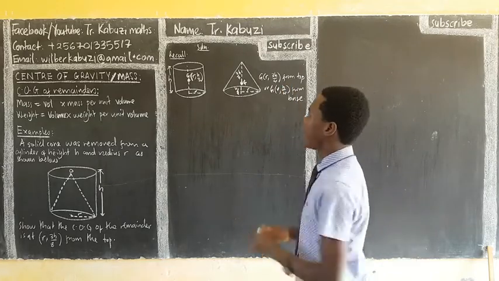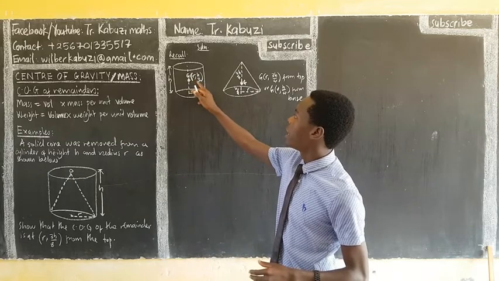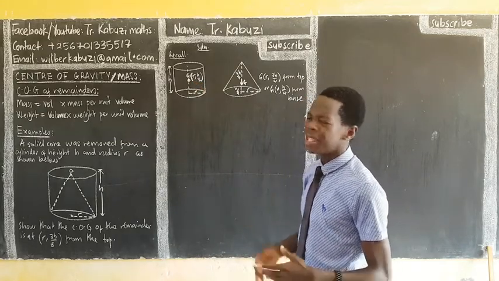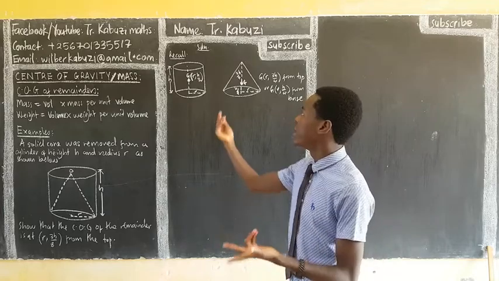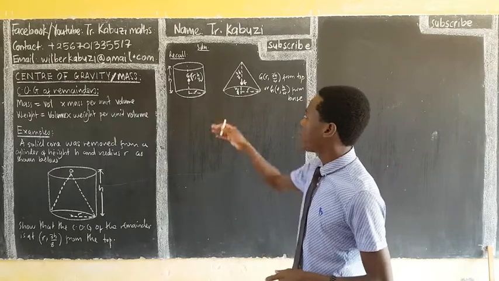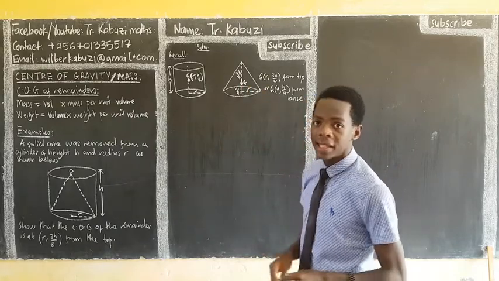But if I tilt them, then this one now will be the horizontal and this one will be the vertical distance. As simple as that. So when you tilt, you just interchange them. You tilt this one also, you interchange. But because they are vertical, that's why I have my vertical distance like that.